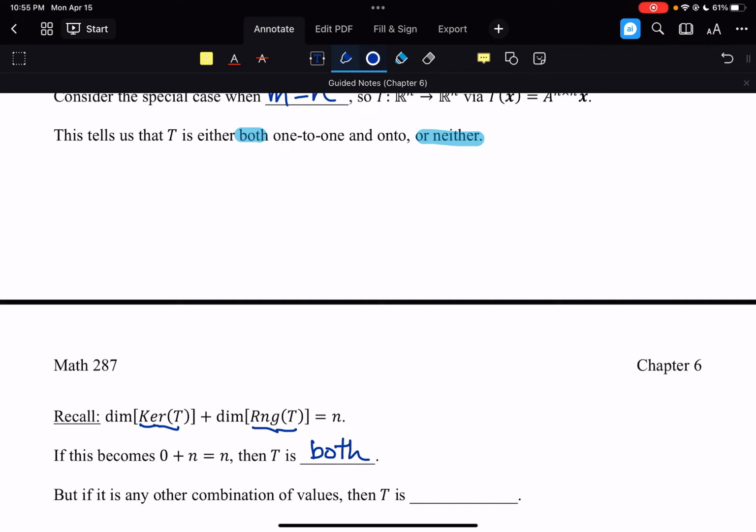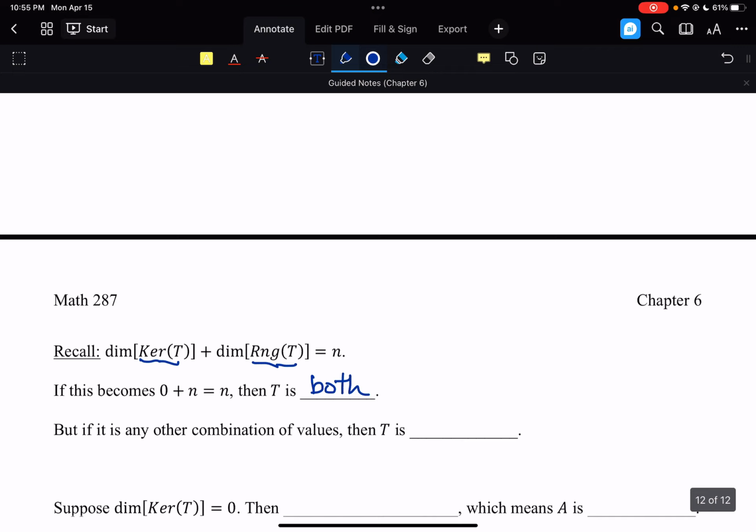And that's how we define 1-to-1 and onto. 1-to-1 means the kernel has only the 0 vector in it. And onto means that the range covers all of the output vector space, which in this case has a dimension of n. So if this is 0 plus n equals n, then T is both. But if it's any other combination, if the kernel has something else in it that increases its dimension and the range drops in dimension, then that would be neither.